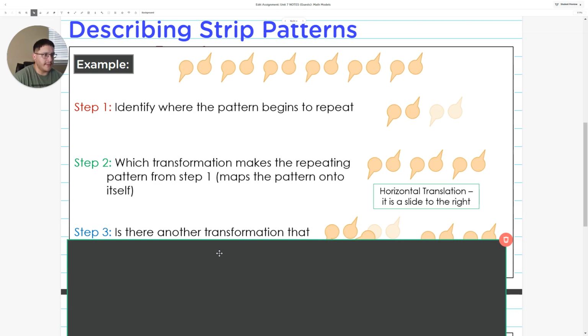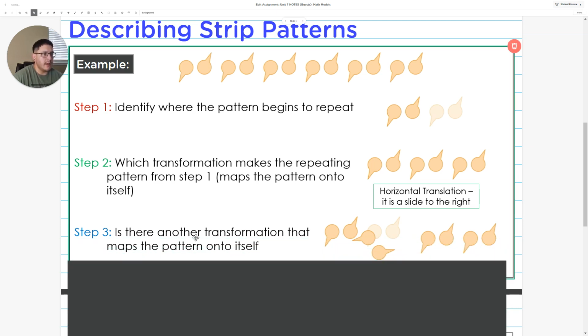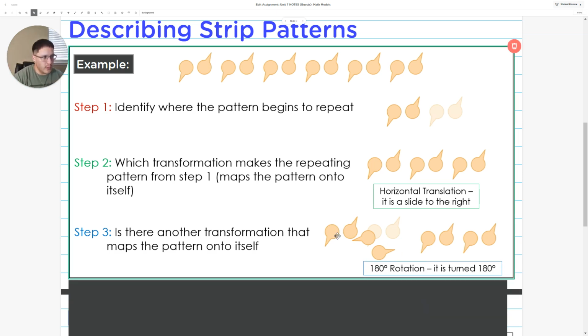Okay, we also have others, like a rotation. So is there other transformations that maps the pattern onto itself? Yes, we have a rotation going on. So if you take this image, or you take the 2, and you rotate it 180 degrees, it'll go back to the original pattern as well. You could also just take one of them and then rotate it indefinitely to create the strip pattern.